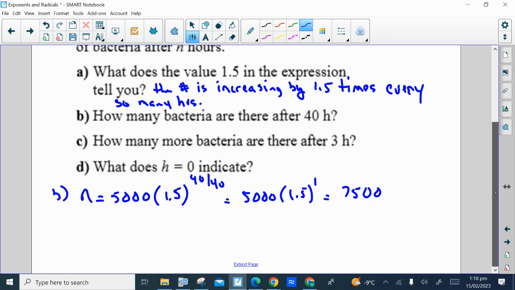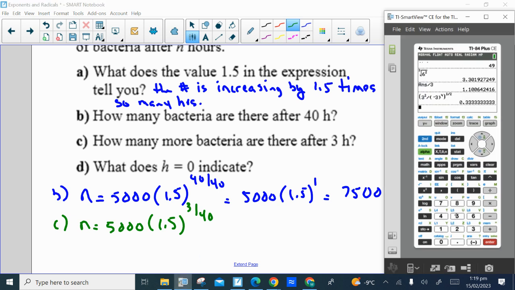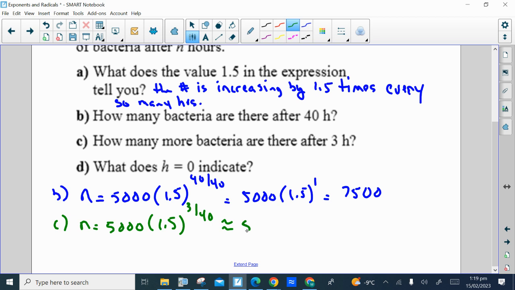Part C, how many more bacteria are there after 3 hours? So we have to find the number after 3 hours and then compare that to what we started with. We started with 5,000. So in this case, H, the number of hours, is 3. And I showed you yesterday, most calculators will allow you to put this entire expression in your calculator all in one step. So it's 5,000 times 1.5 to the power 3 over 40. 5154. If I round it to the nearest bacteria, that's what I would write, 5154 approximately.